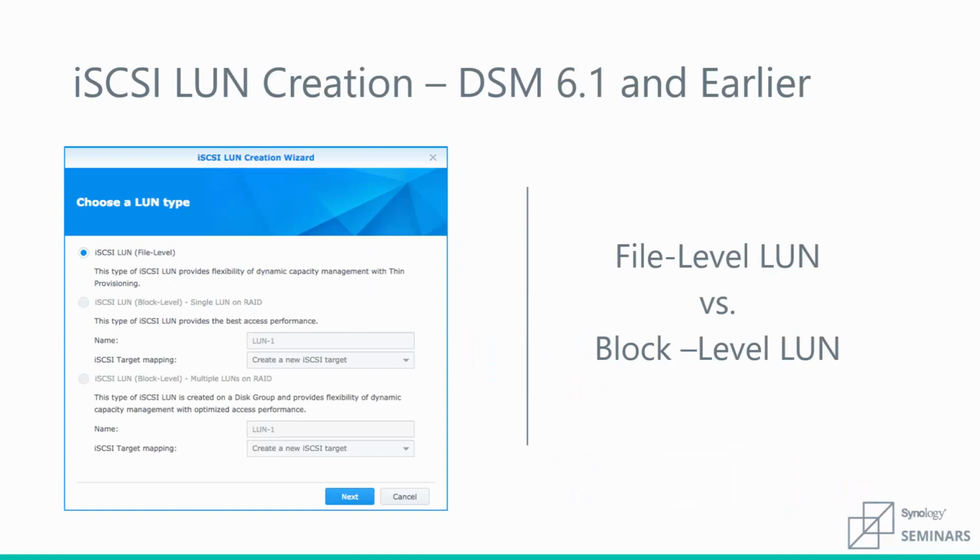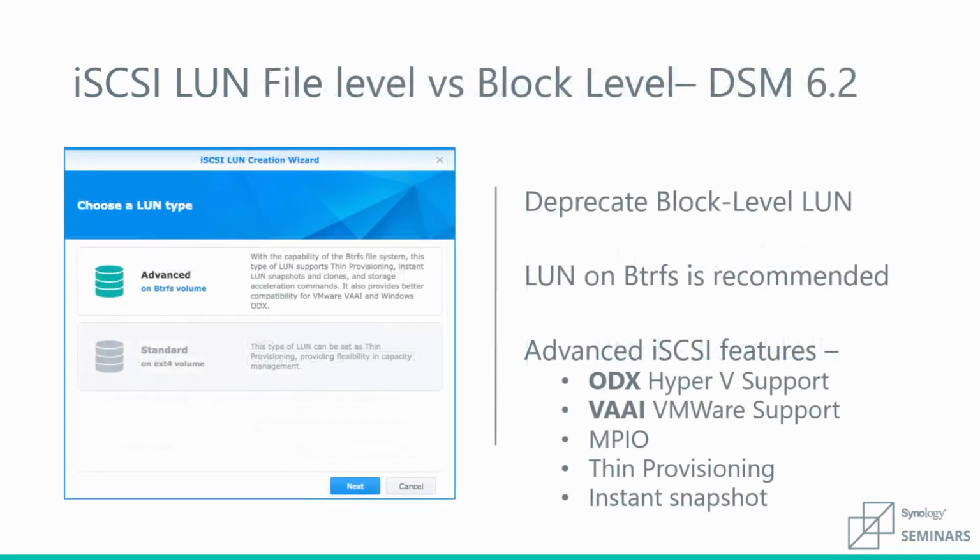In earlier versions of DSM, creating a LUN had 2 options, file or block level. We used to say block level had the best access performance, but with our new improvements, file level is now the way to go. With our dedicated iSCSI development team, we can provide more features and better performance. We've deprecated block-level LUN creation, and new LUNs will be created on BTRFS to provide access to these iSCSI features. Let's take a look at our new iSCSI manager in DSM 6.2 and how to create a LUN. All block-level LUNs created prior to DSM 6.2 are still accessible.